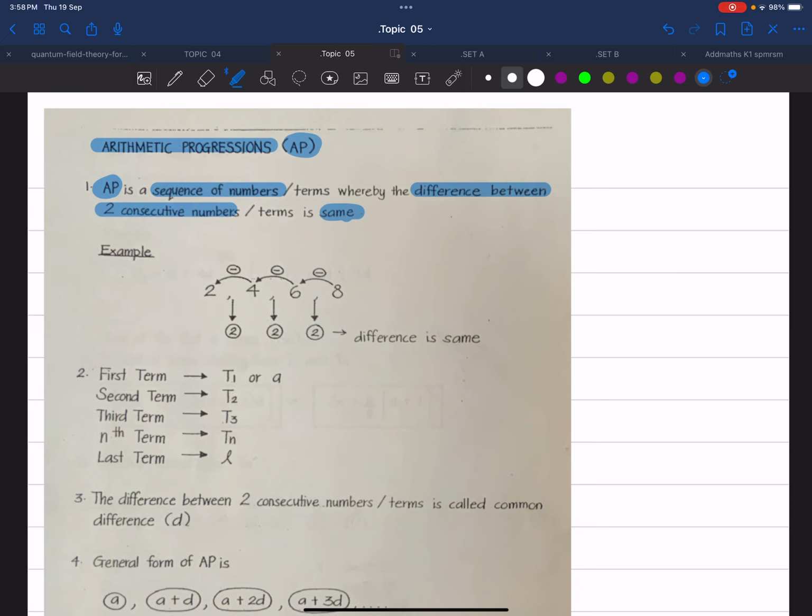We have 2, 4, 6, 8. The difference between 2 and 4 is 2. The difference between 4 and 6 is also 2. The difference between 6 and 8 is also 2. So therefore, we have the same difference. The difference is the same, so this sequence of numbers is an AP.